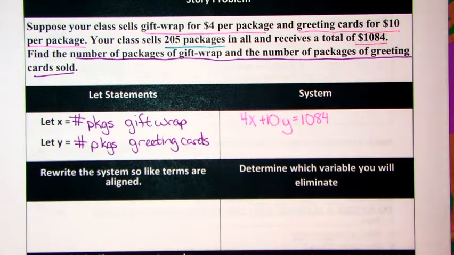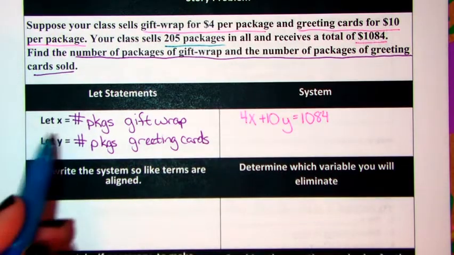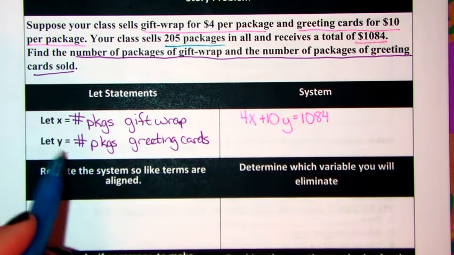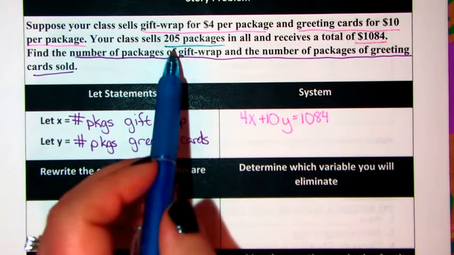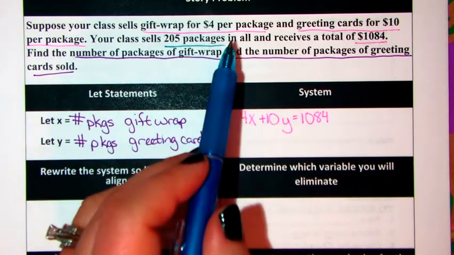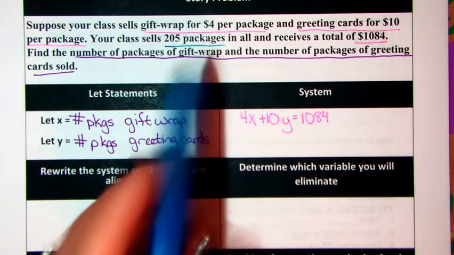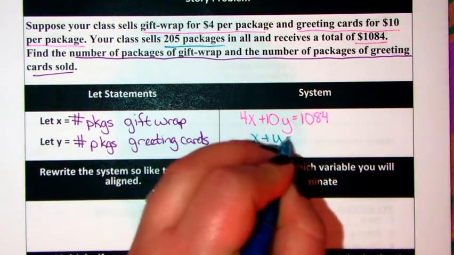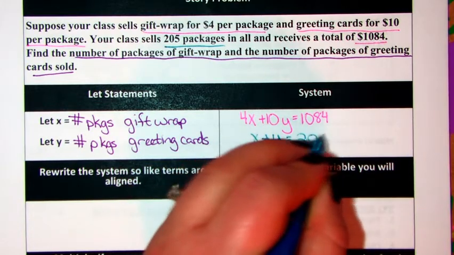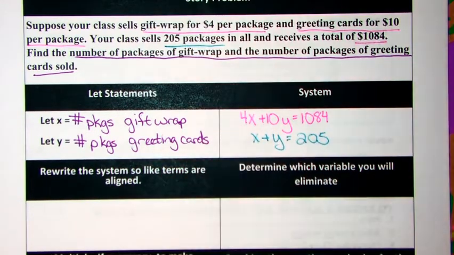Let's take a look at the next bit of information that they gave us, which was how many packages there are. So if X is the number of packages of gift wrap and Y is the number of packages of greeting cards, and we know that there are 205 packages in all, we can add those two together to equal the 205.